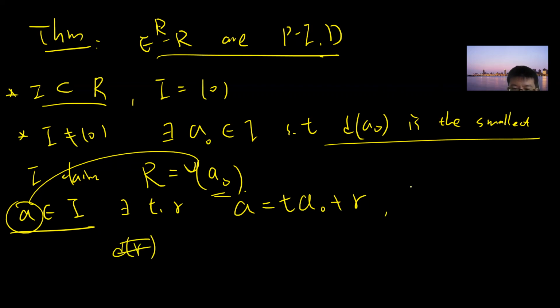So there are two cases. The first case is R = 0. If R = 0, then A belongs to the ideal generated by A0, because A is just T·A0.